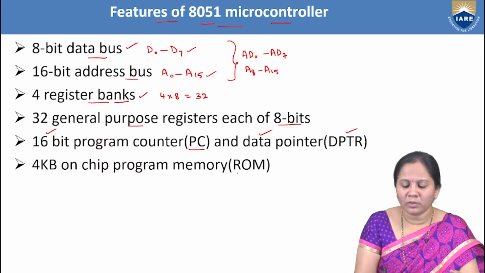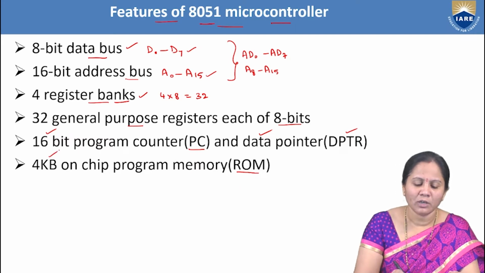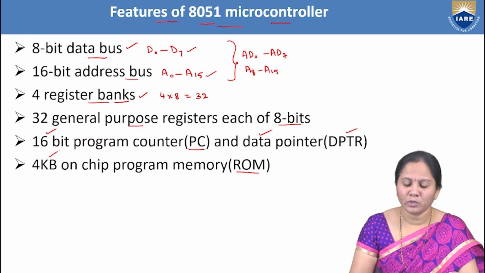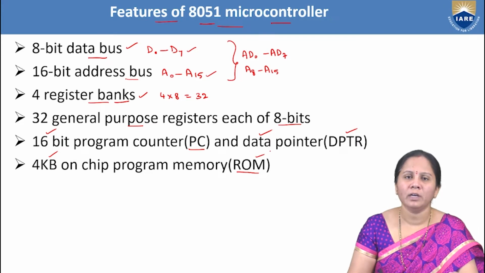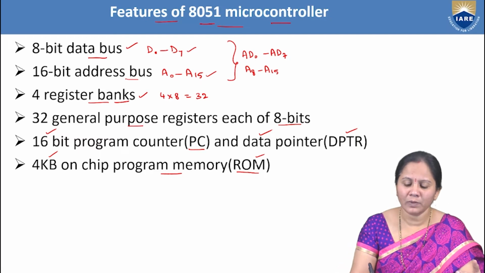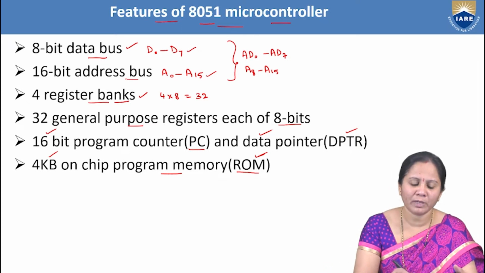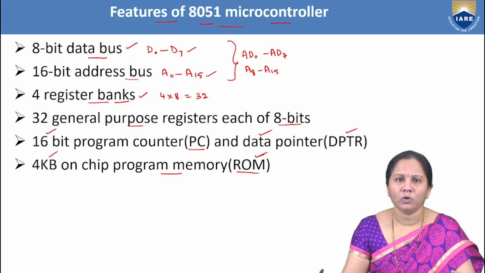Now, the amount of ROM available inside the 8051 microcontroller is 4 kilobytes. Generally, ROM is called program memory, because the main program, whatever code we write, is stored in this ROM. That is why ROM is called program memory. The inbuilt program memory available in the 8051 microcontroller is 4 kilobytes.